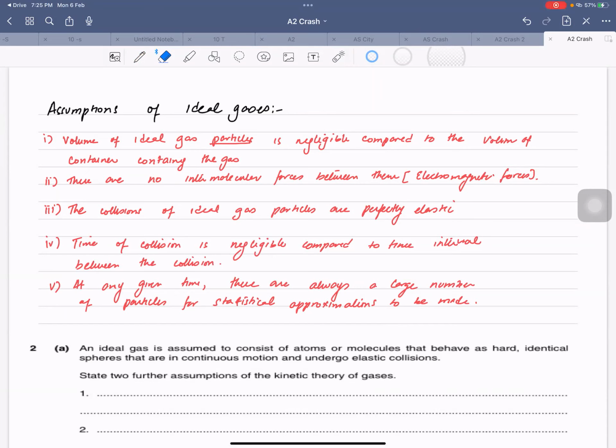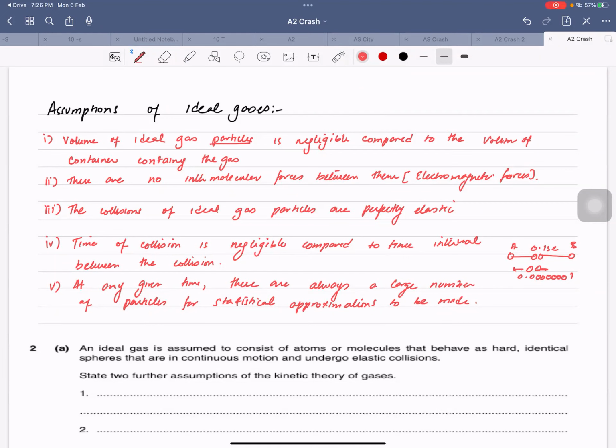So for point number 4, time of collision is negligible compared to time intervals between the collisions. Yes. It means that if particle A and particle B have to collide, suppose they take 0.1 second to come to each other. So when they collide and separate, that collision time should be very, very small, like 0.0000000 maybe 1. It should be negligible. Do you understand?